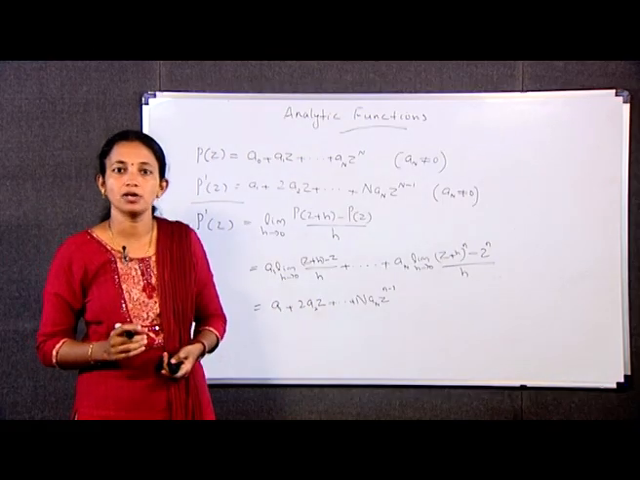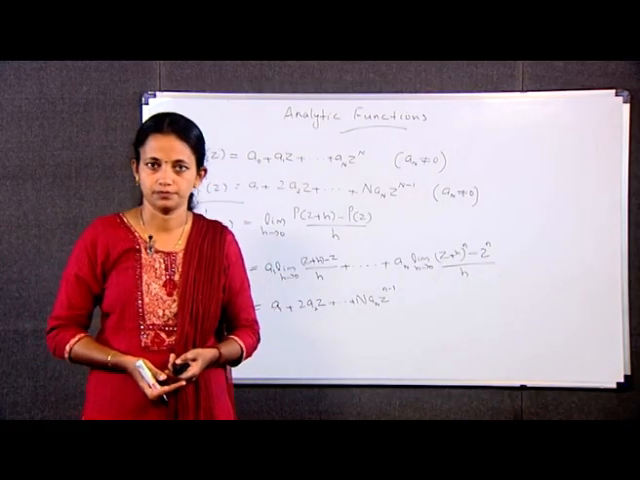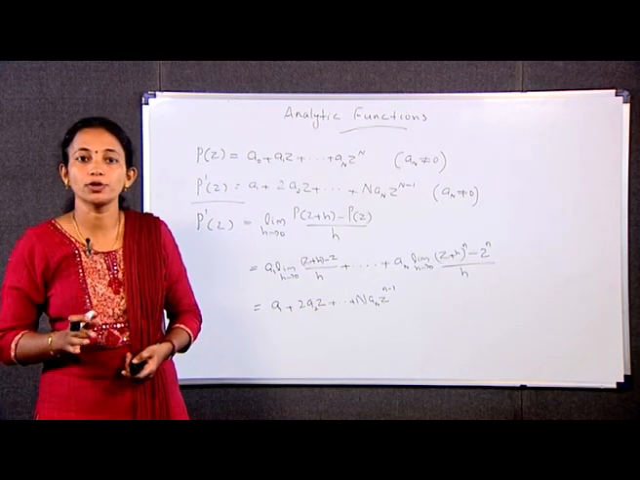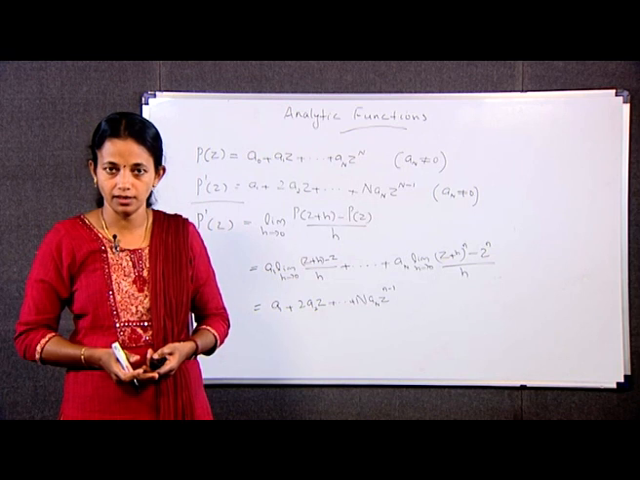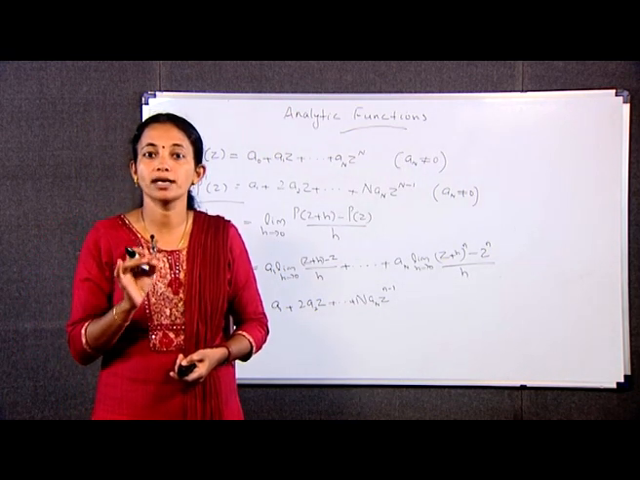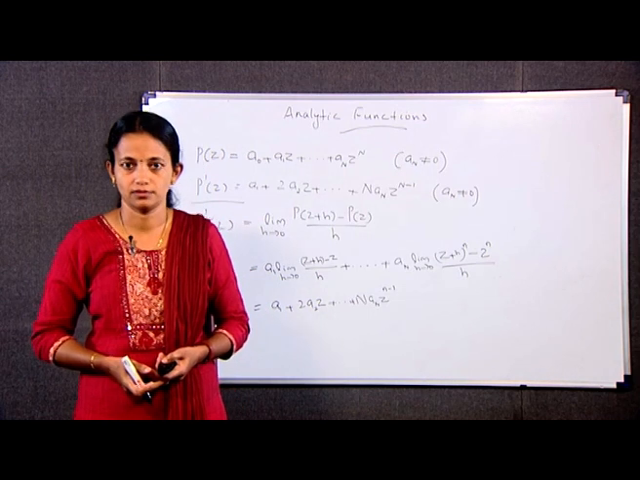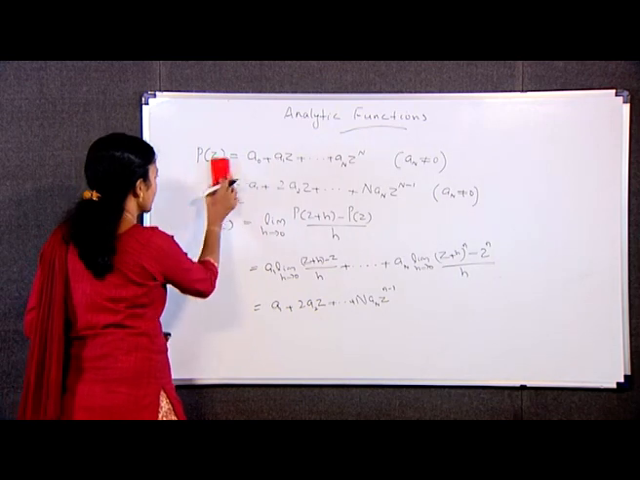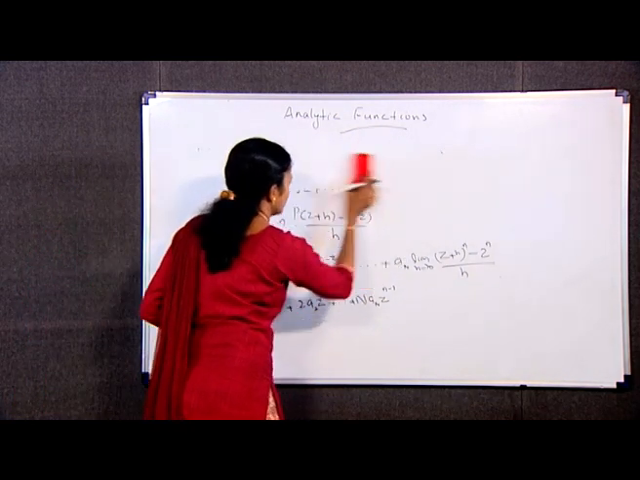Next we have an example of a polynomial function. By the previous theorem, the derivative of a polynomial exists everywhere, and hence it follows that every polynomial is an entire function. In particular, 1, z, z², etc., up to zⁿ.